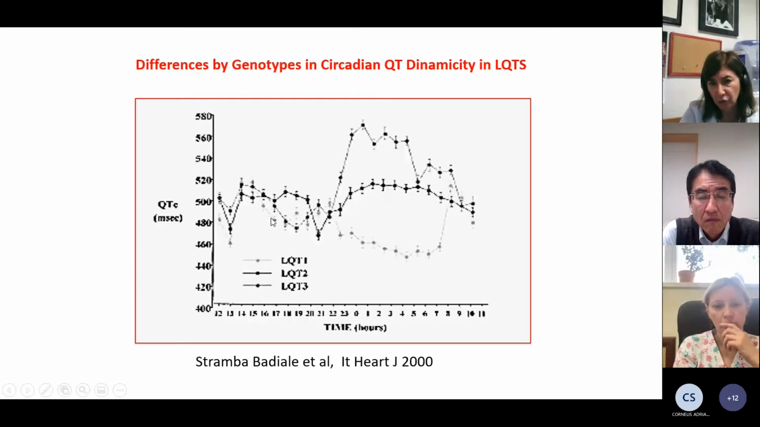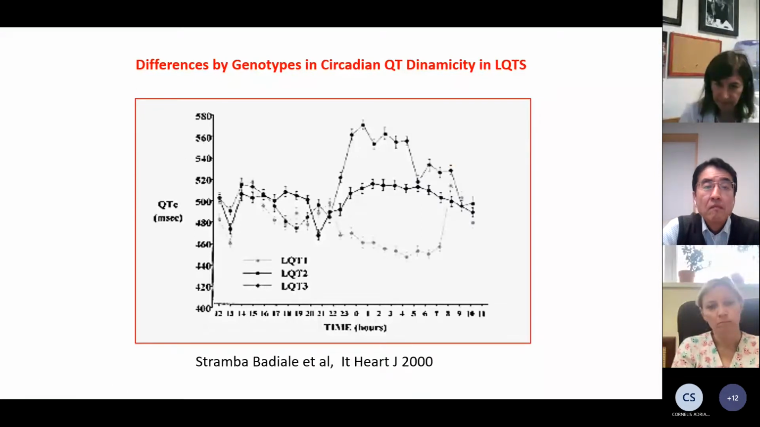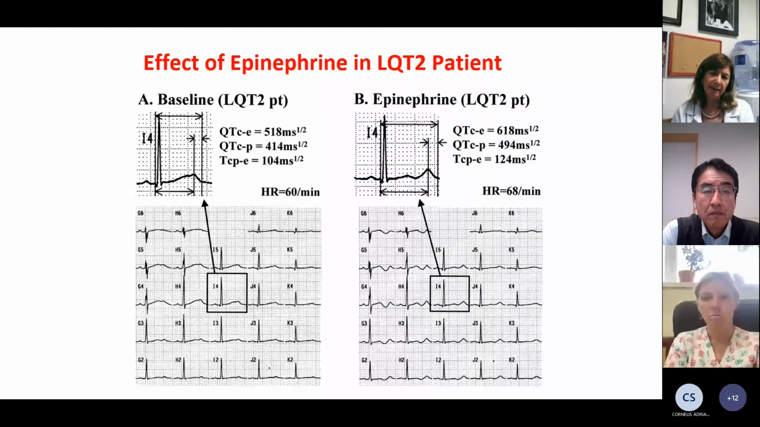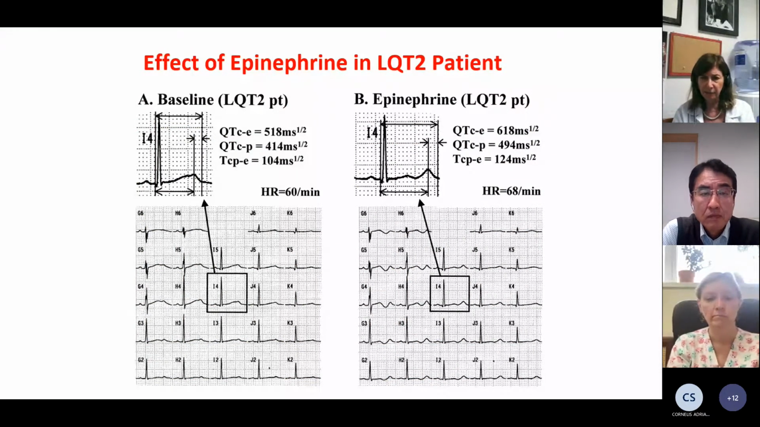LQT3 has shorter QT at the daytime and much longer QT at nighttime, almost having to do with the vagal activation rather than sympathetic activation. So these are important features that should help us to characterize and to make clinical diagnosis in this patient.